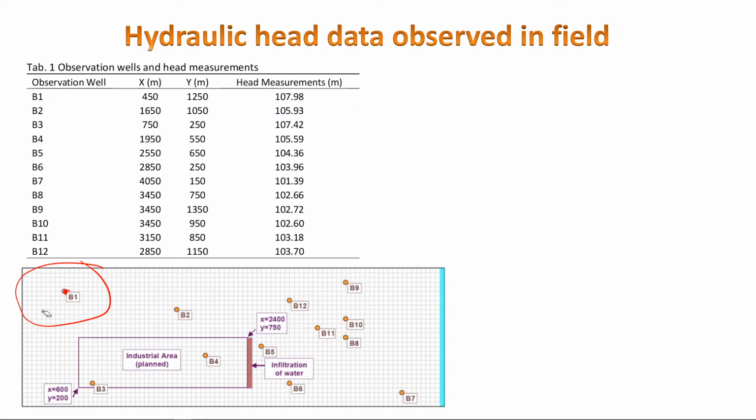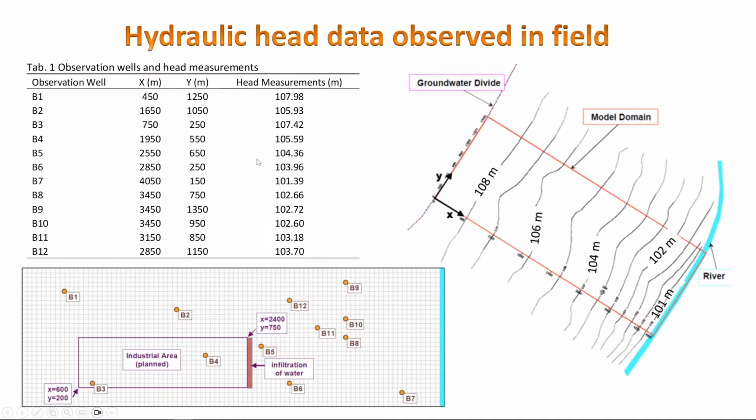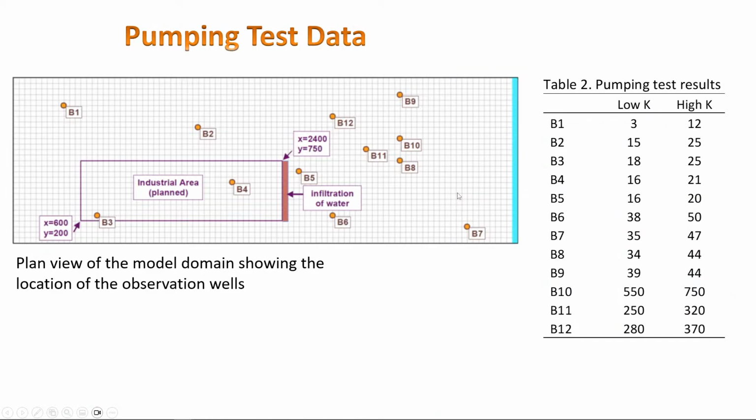So that is the data that you will need to build your conceptual model. You can also understand something about the flow direction. So here 108, 106. So obviously the flow direction is this direction. So now you understand this.